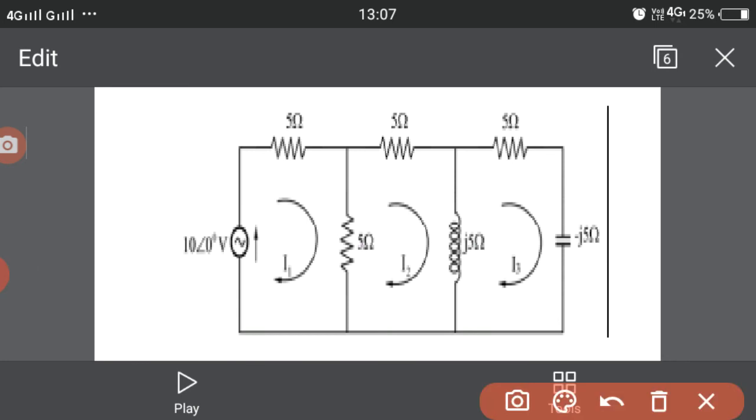Again go for the third. The same current, plus minus, again plus minus. So minus 5 ohms into I3 current, minus of J5 into I3.